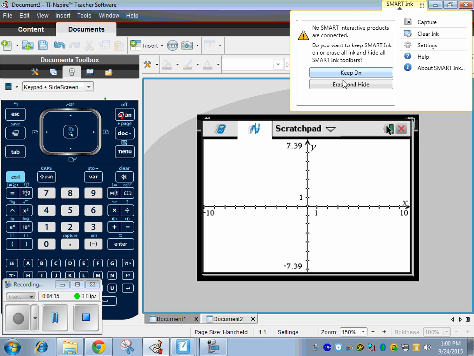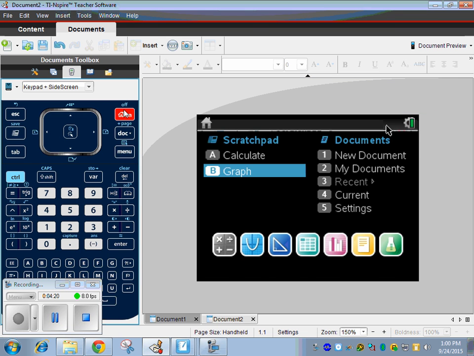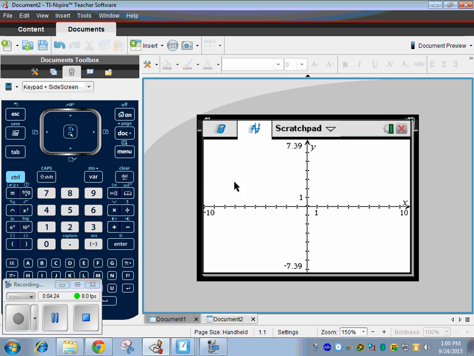Hold on. What are you doing? Okay, there we go, home screen. And then you go to graph. Okay, you want to graph it, so we're going to click on graph. And we're going to clear out whatever's already in there.